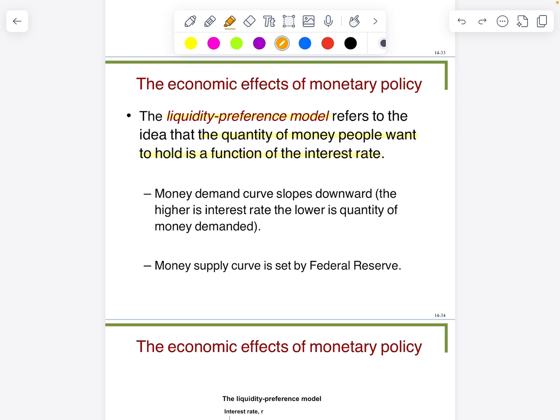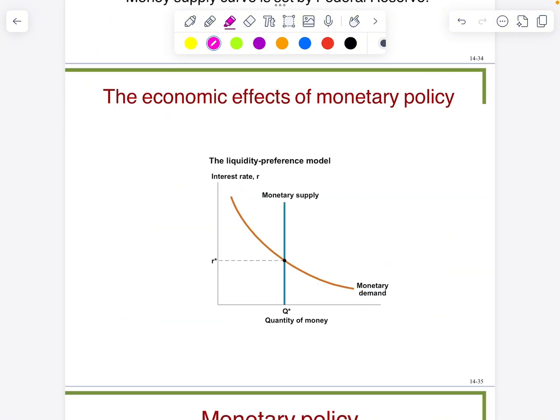And that can be a little bit difficult to understand, but it's a lot clearer when you actually look at a graph, which we'll do in a second. But that's just the definition of it. So two things to note though, the money demand curve slopes downward. And again, we'll see that in a second. And then the money supply curve is, again, set by the Federal Reserve, and that is just a straight vertical line.